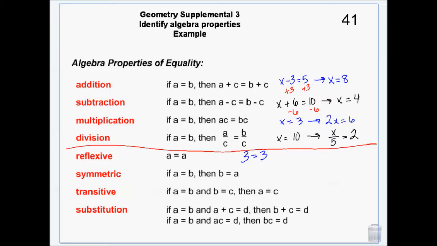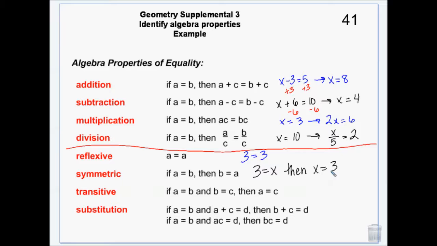The symmetric property is what allows us to rotate things around the equal sign. So if 3 equals x, well then x equals 3. And that just allows us to make things look the way we want them to look. We can flip them around the equal sign. So reflexive has to be identical on each side. Symmetric allows us to rotate.